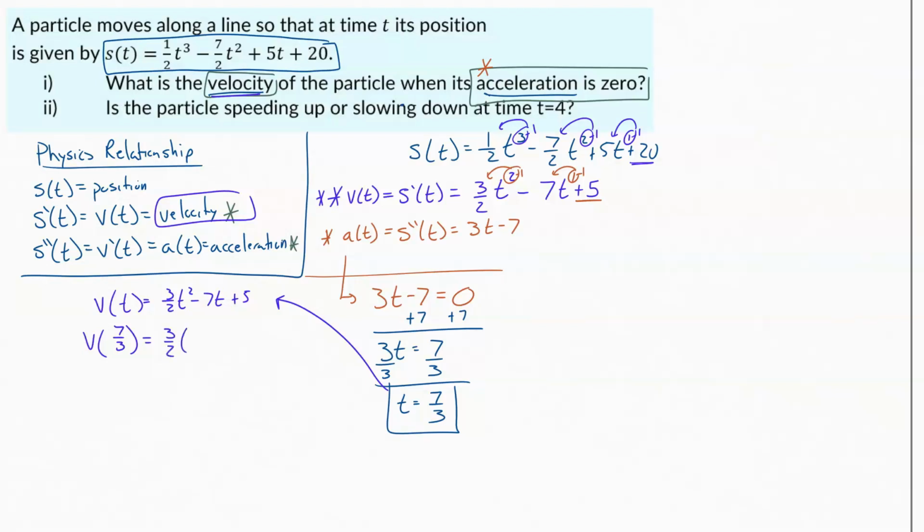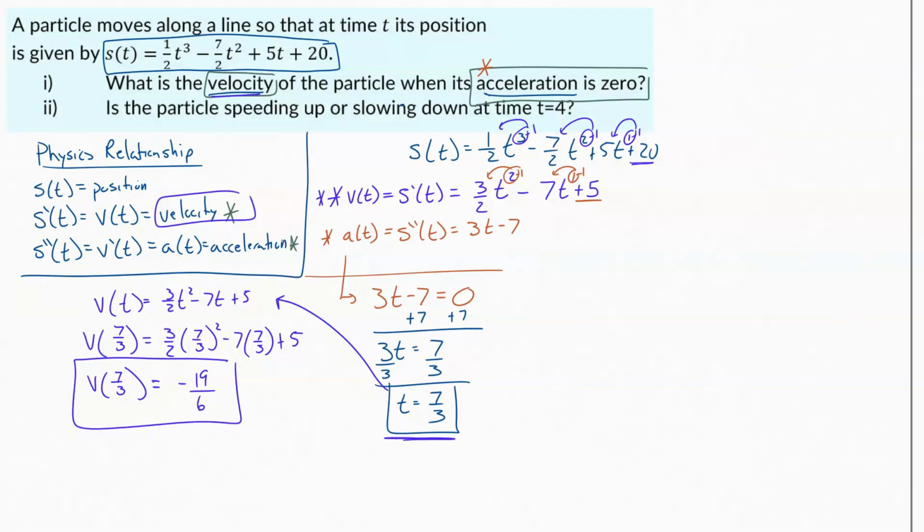So 3/2 times (7/3) squared minus 7 times 7/3 plus 5, right? So stick that into your calculator, pump that value out, and plugging in 7/3, we get negative 19/6. So that is the velocity at the moment that our acceleration is equal to 0.